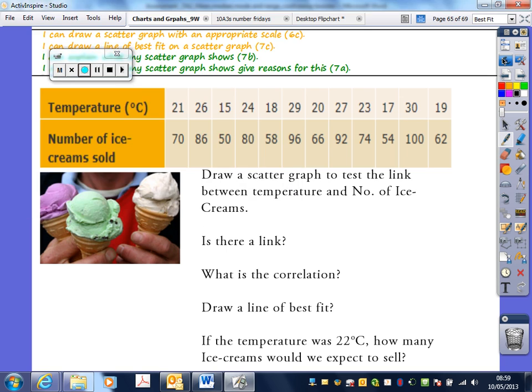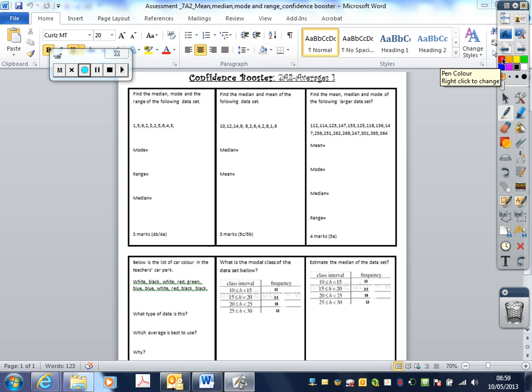Off we go. Right, so we've got a confidence boost here, guys. We've got the first one. Can I have hands up for the mode, please? What was the mode on this? Let's go with Kyle. 5. Is that agreed? Yes. Yeah, 5. Good.